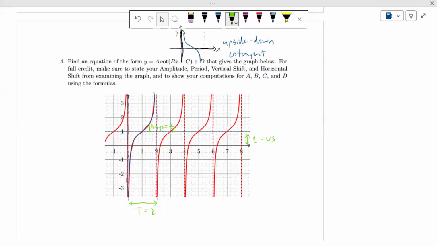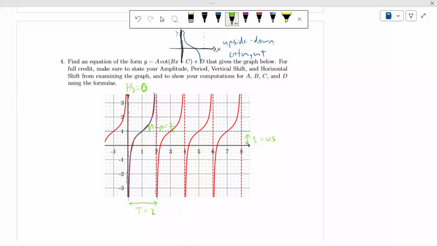So your horizontal shift is going to be, in this case, 0, because that vertical asymptote where you're starting your cotangent graph is supposed to be right on the y-axis, and it is. So your horizontal shift is just going to be 0.